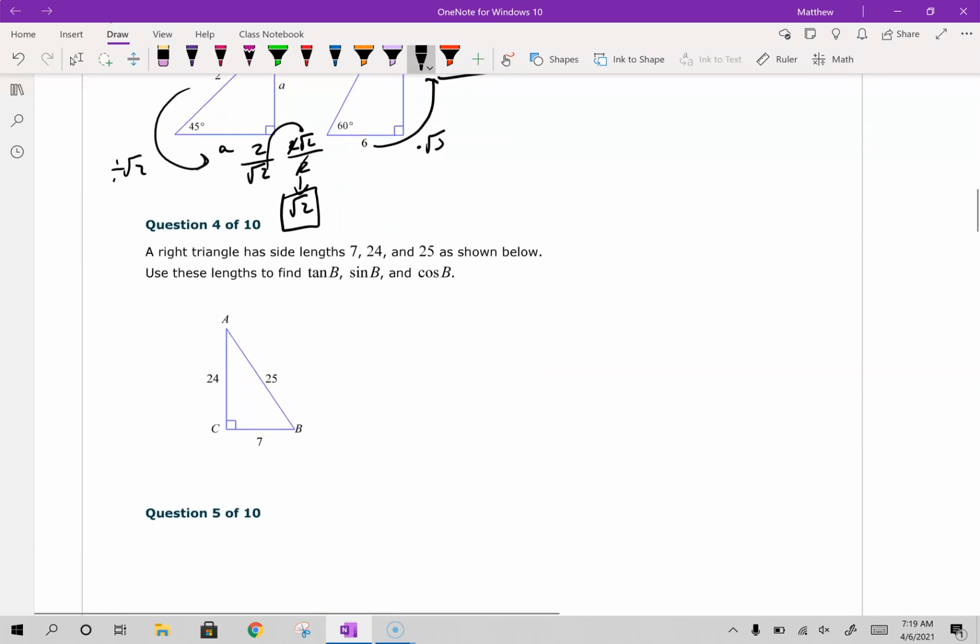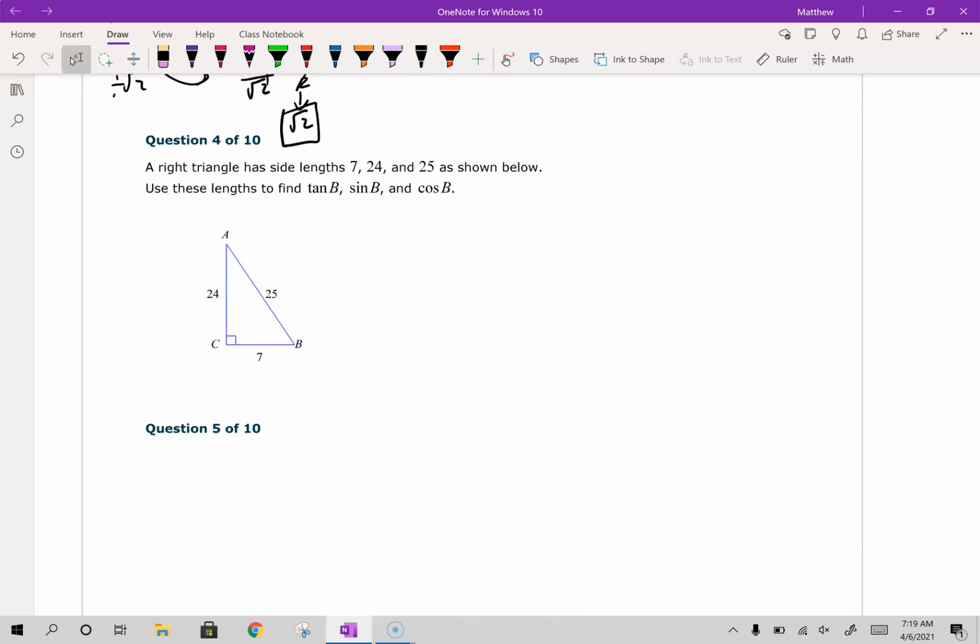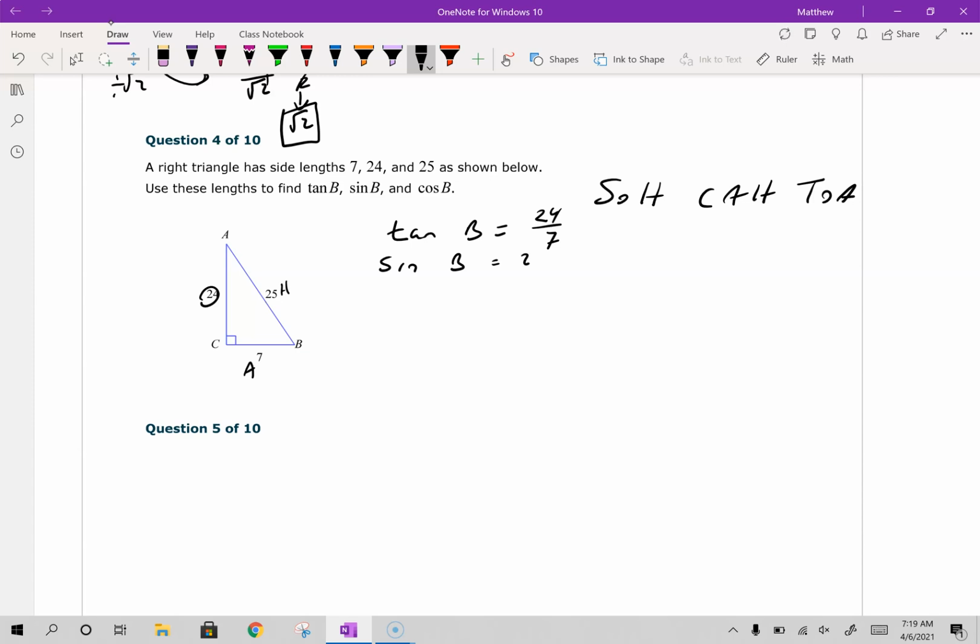All right, we need to find the tan of B. Remember, we have SOHCAHTOA. So the tangent is opposite over adjacent. When we look at B here, this is the opposite, this is the adjacent. So 24 over 7. The sine of B is opposite over hypotenuse, 24 over 25. And the cosine of B is just adjacent over hypotenuse, so 7 over 25.